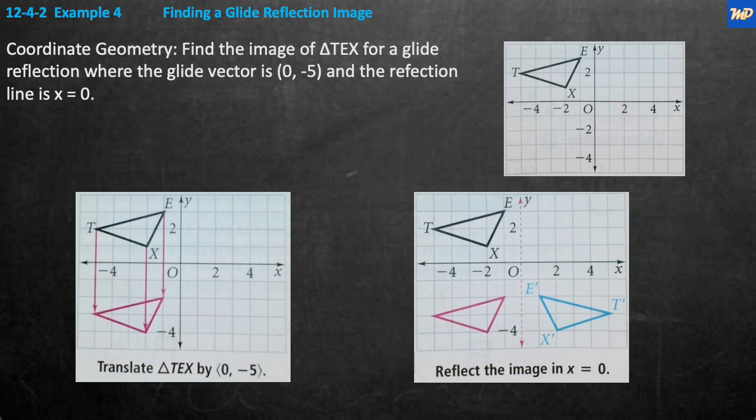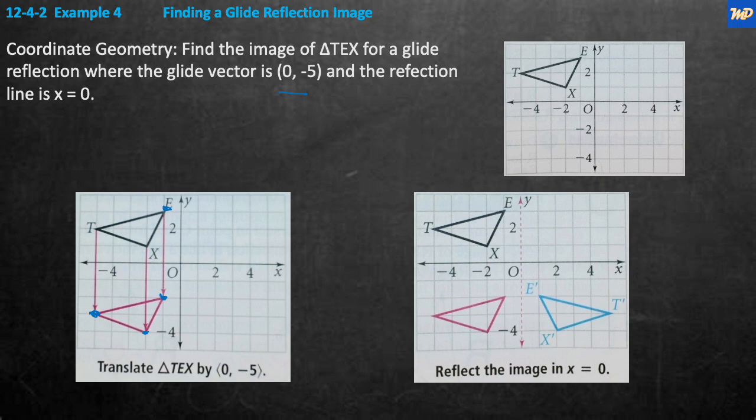We went from E, let's say on the text, right here down 5: 1, 2, 3, 4, 5, down to this point. We took x and moved it down 5, a -5. That's for T. Well, we didn't do anything in x. We just went straight down. That's where we got the 0, -5. That's our glide vector. And then the reflection line is x equals 0.